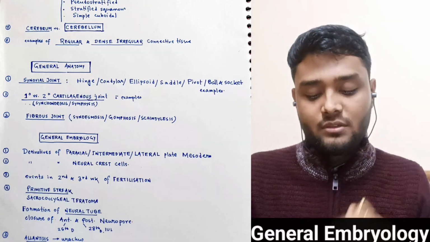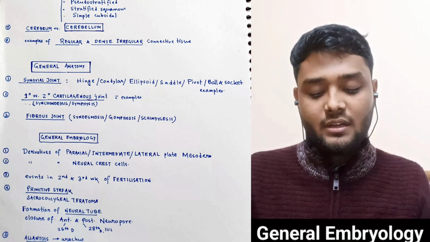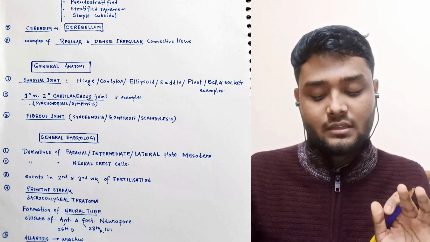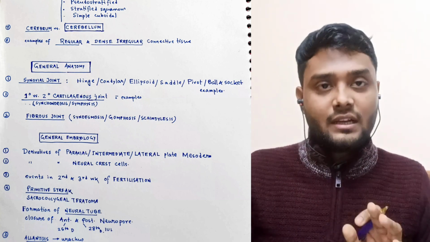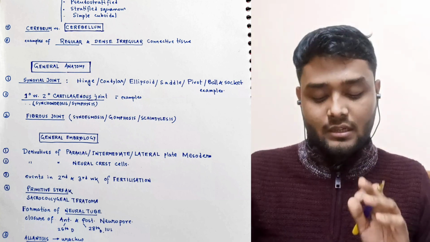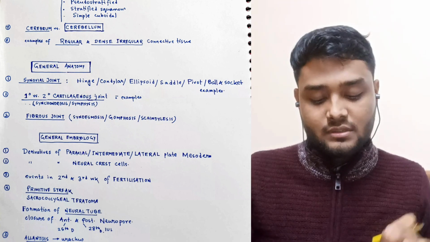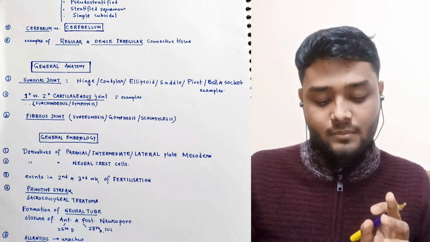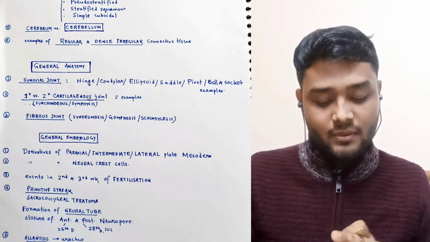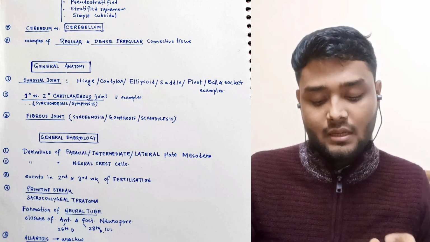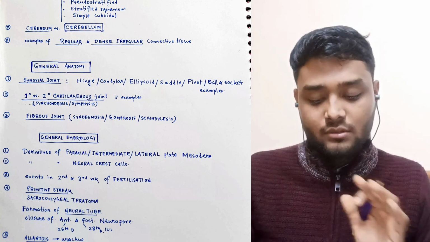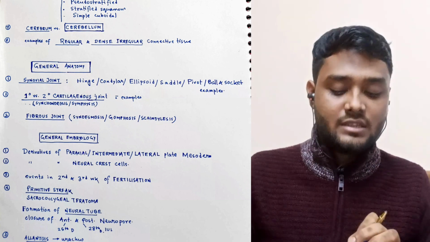Then general embryology. Just read the derivatives of the paraxial, intermediate, and lateral plate mesoderm, the derivatives of the neural crest cells, the events in the second and third week of fertilization, then primitive streak, sacrococcygeal teratoma, how neural tube formation occurs, the closure of the anterior and posterior neuropore, on the 25th and 28th day of intrauterine life, and then read about the allantois that forms the urachus. So this is all that you need to read from general embryology.